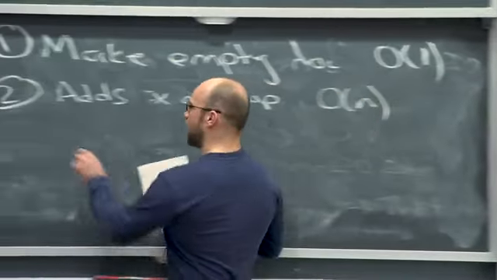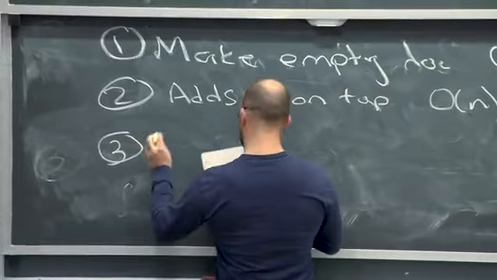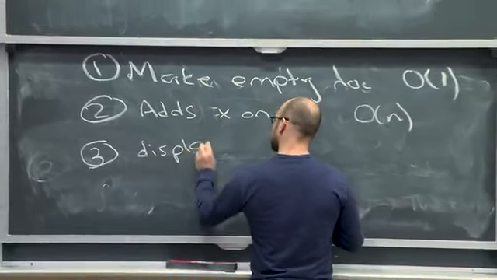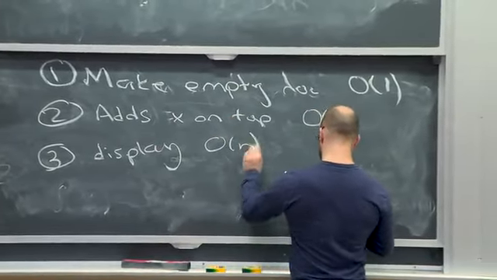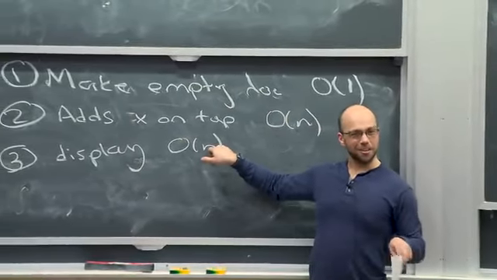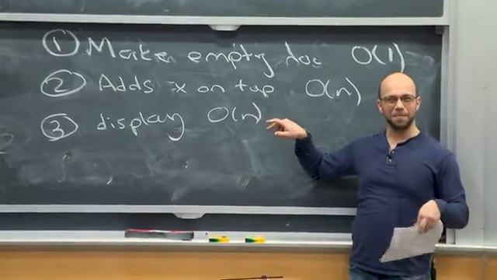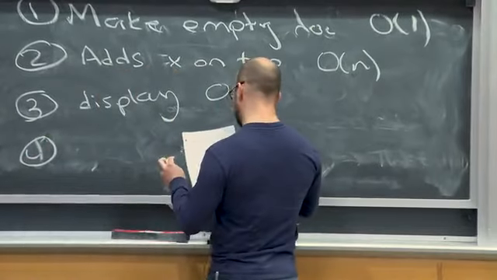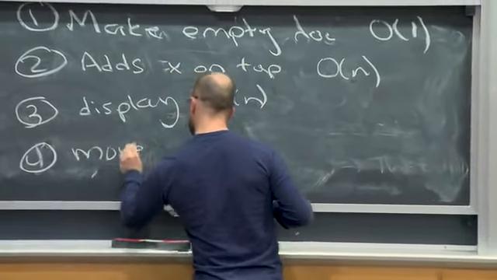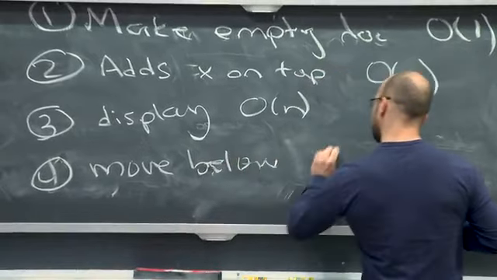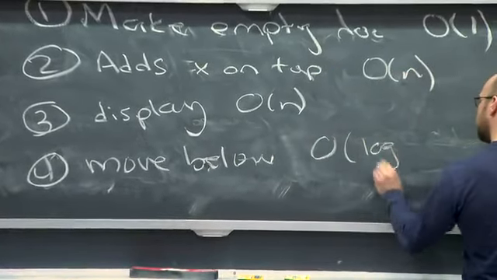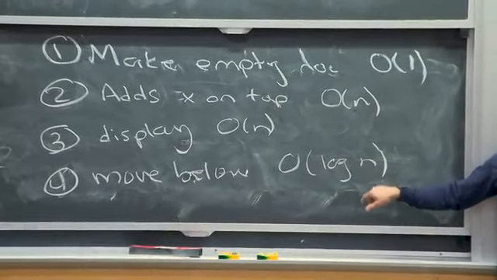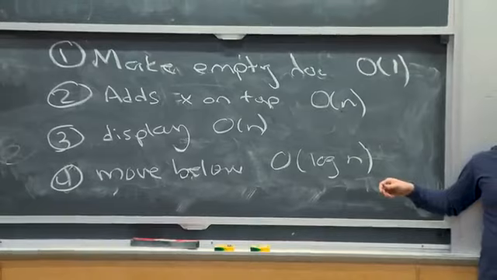Number 3 is display. This has to happen in order n time. This one kind of makes sense, right? Because in order to display n things, you kind of expect to take at least n time. And then finally, we have to move below. And this has to take order log n time. And this is going to be the kicker, right? Because this is somehow not totally obvious from the way that we set up our problem.